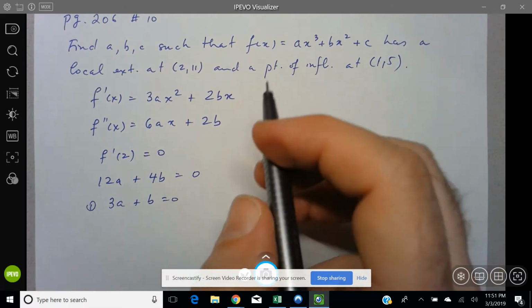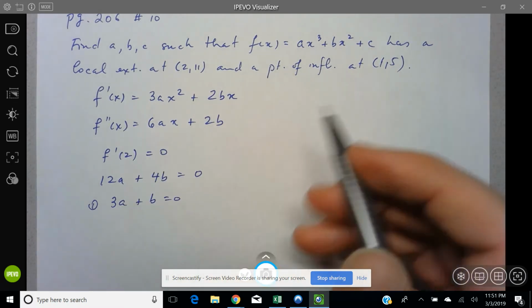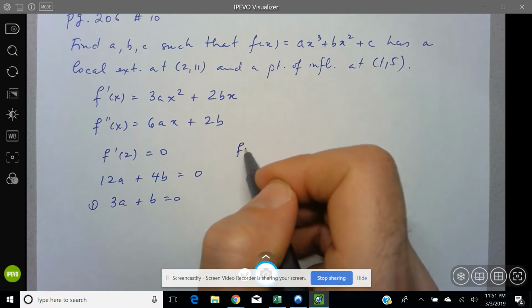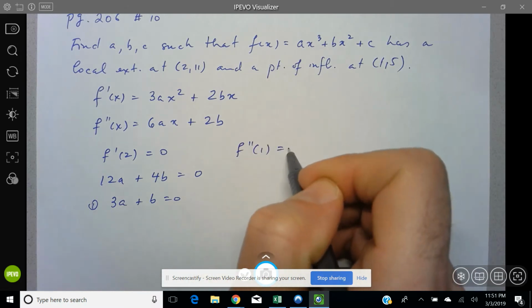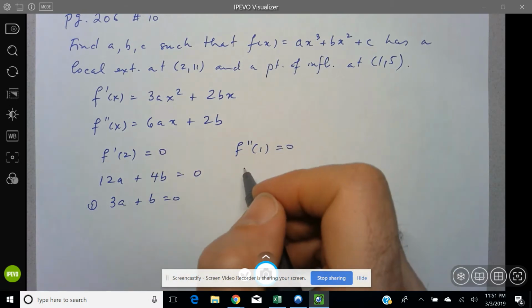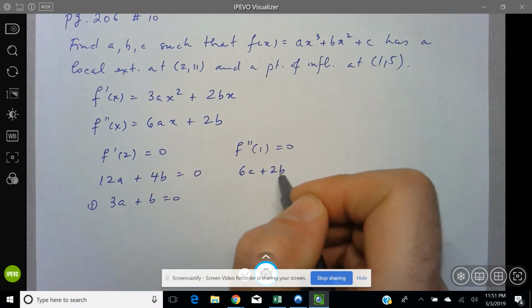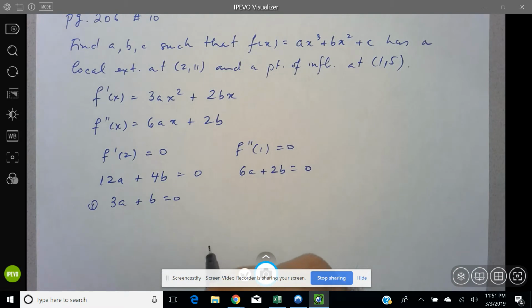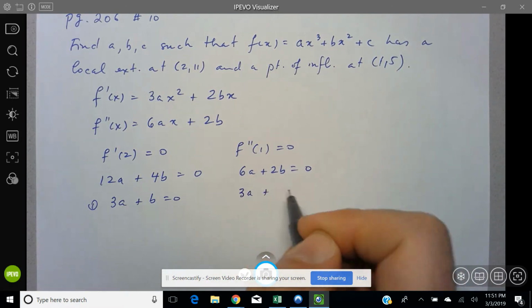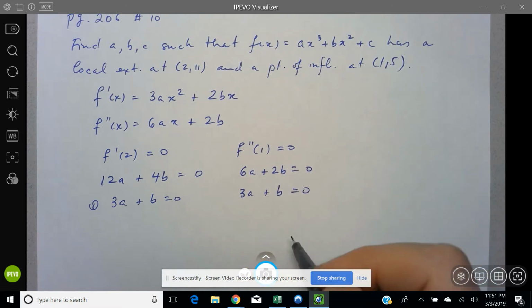So hopefully I can come up with an equation with a and b using the second derivative. So here, because we have a point of inflection at 1, we know that the second derivative at 1 has to be equal to 0. So if we input 1 here, what are we left with? We're left with 6a plus 2b is equal to 0. All right, so let's divide both sides by 2. We end up with 3a plus b is equal to 0.